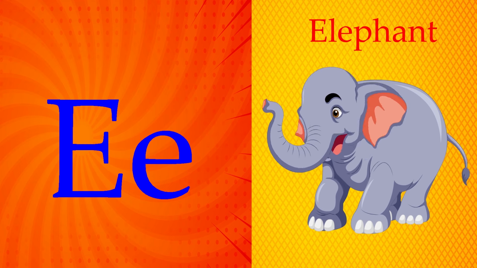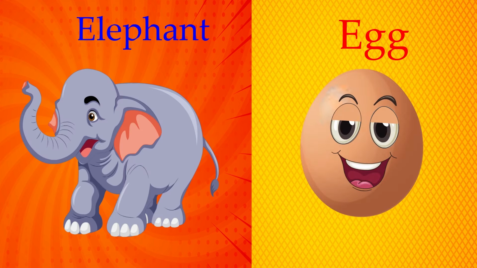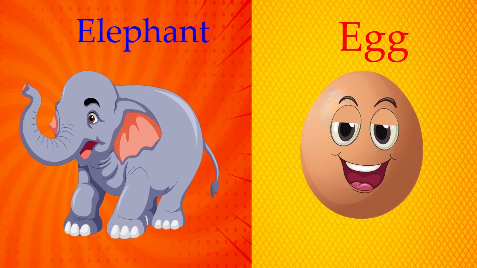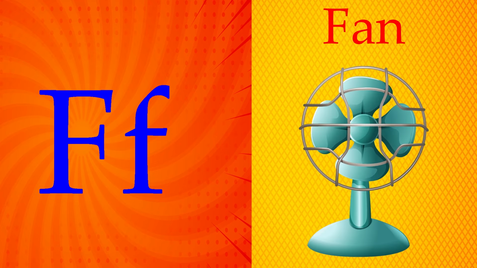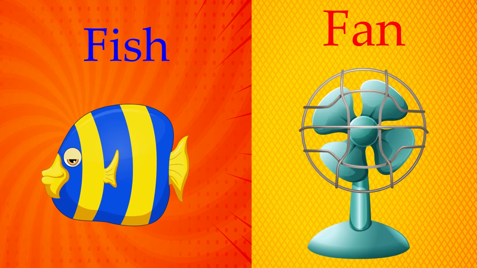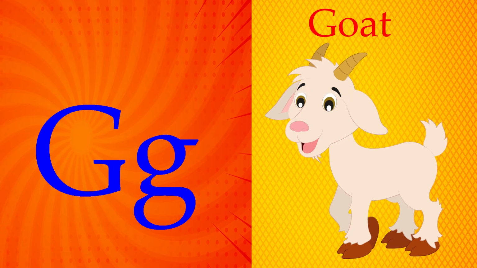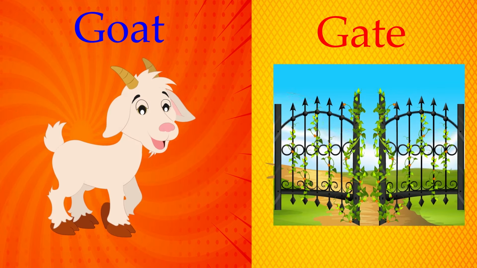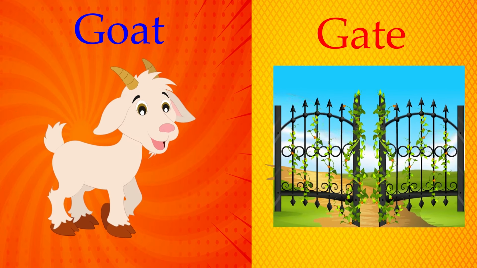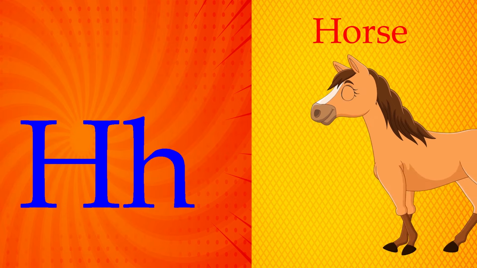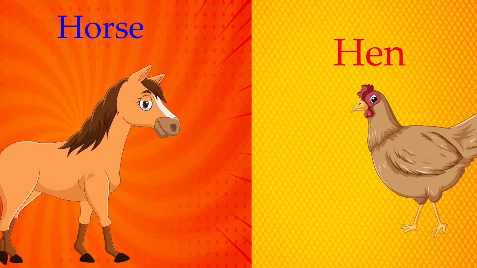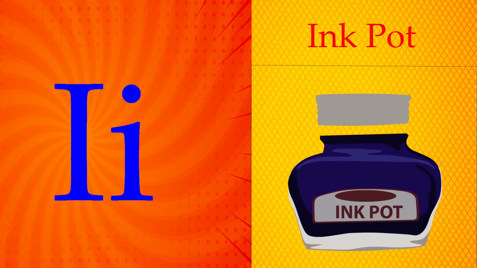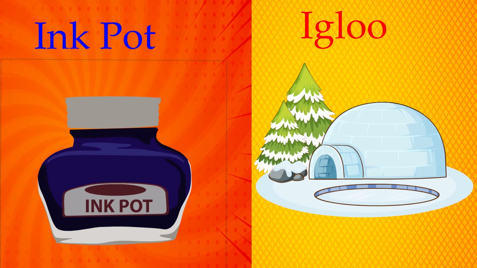E for elephant, E for egg, e. F for fish, F for fan. G for goat, G for gate, g. H for horse, H for hen, ha. I for inkpot, I for igloo, e.